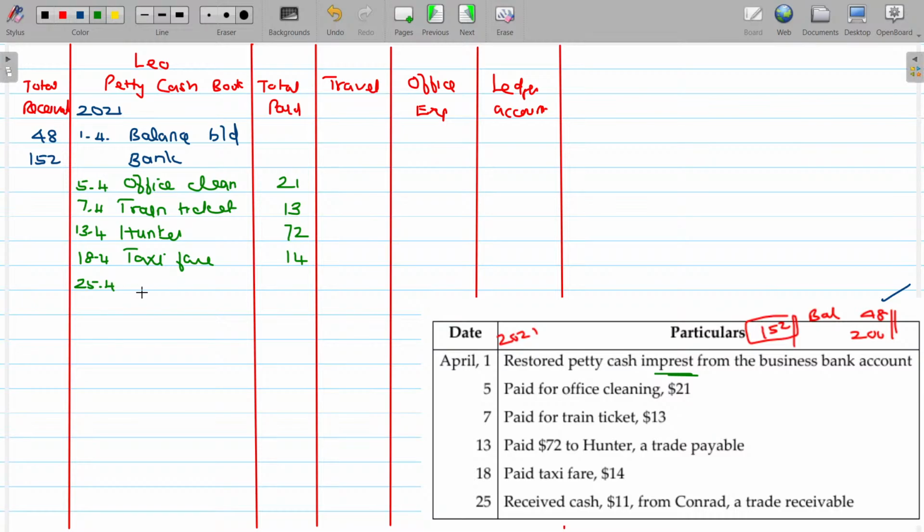So you are receiving from Conrad. Again, this will also be a part of ledger account, but as it is being the receipt, it should be posted the other side.